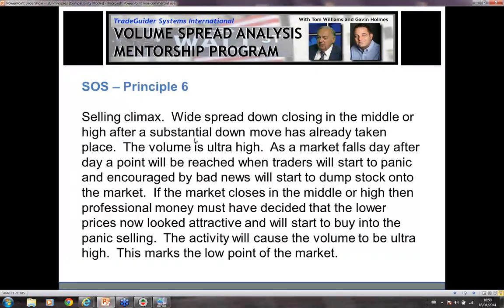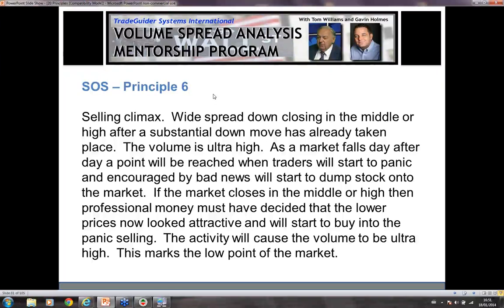Right, the selling climax. This is what we saw in British Petroleum. The difference between a bag holding signal, John, and a selling climax is the spread of the bar is wider on a selling climax. It's a much wider spread. So a selling climax, it's a wide spread down, closing in the middle or high after, and this is the important bit, after there's been a substantial down move behind you that's already taken place. The volume will be ultra high.